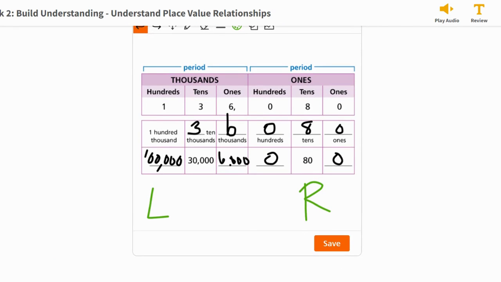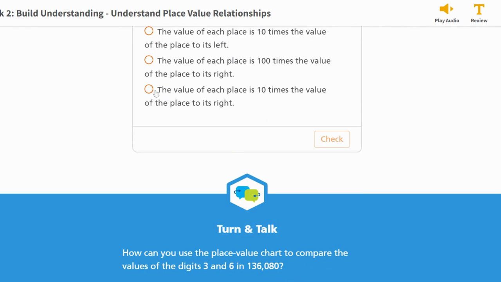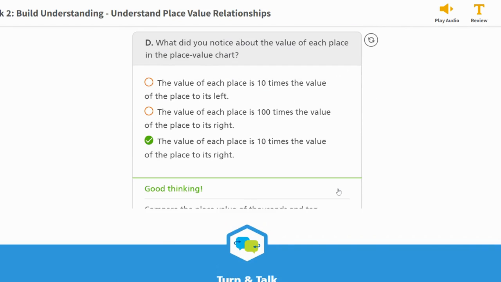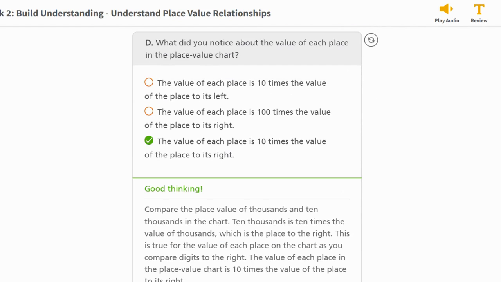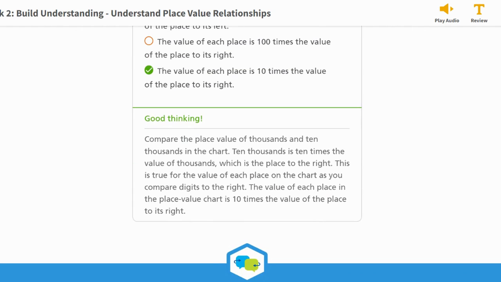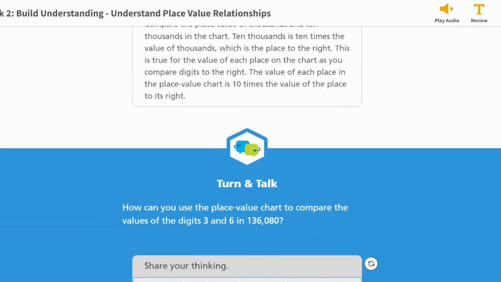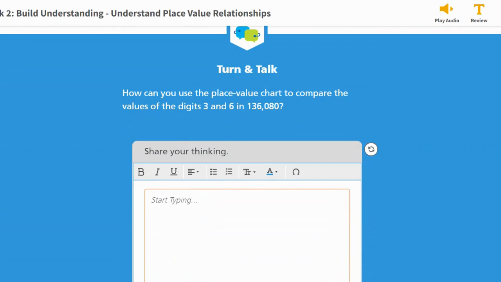So here, the tens is 10 times that of the ones. The 10,000s is 10 times bigger than the 1,000s. So this is the correct answer. This is how numbers work all across the world. Each place, every time you move up, is worth 10 times more.